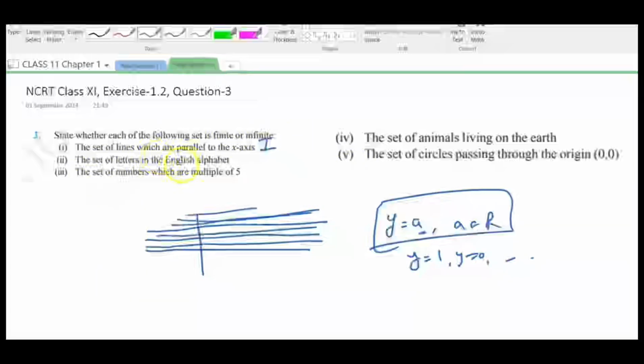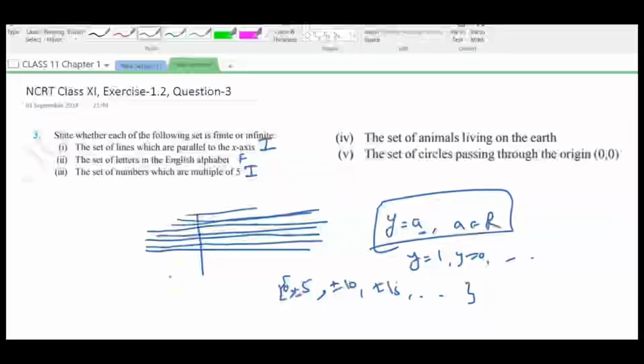The set of letters in the English alphabet. Now we know that there are 26 letters in the English alphabet. So this is a finite set. The set of numbers which are multiples of 5. What would that be? 5. Now they have not written natural numbers, integers or whatever. So we will consider them as integers. So 0, plus minus 5, plus minus 10, plus minus 15 and so on. So this is also an infinite set.